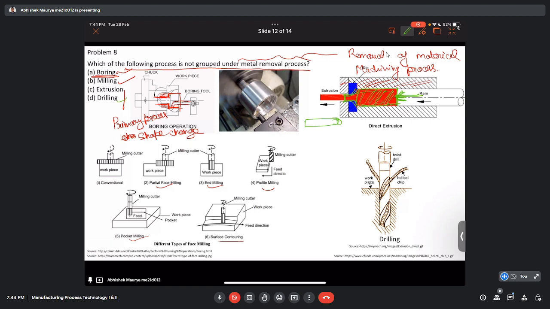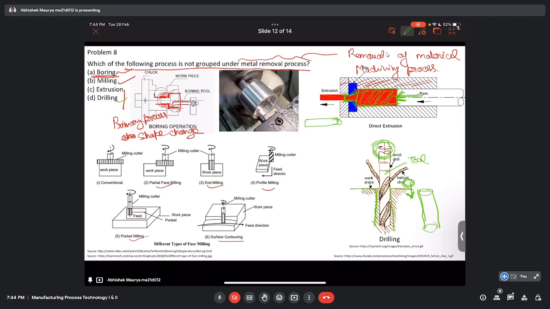Final one is drilling. In drilling, it is very common. It is used for creating holes. So here we have a rotating tool, and while it is rotating, at the same time it is given downward motion through the workpiece. Because of the downward motion and circular motion, it creates a final cylindrical shape, or hole.